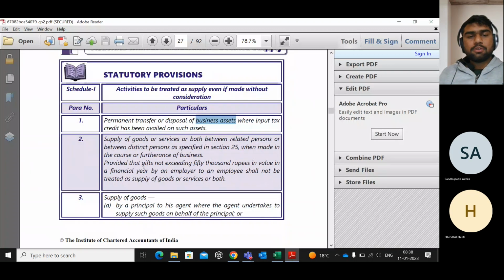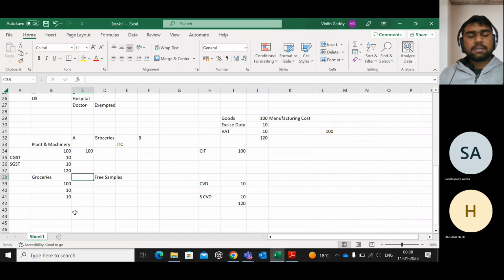And point number two is supply of goods or services or both between related persons or between distinct persons as specified in section 25. Distinct persons means A is there. Here also A is there. AP, TS.